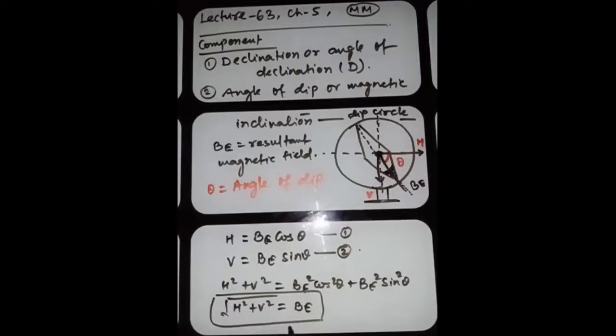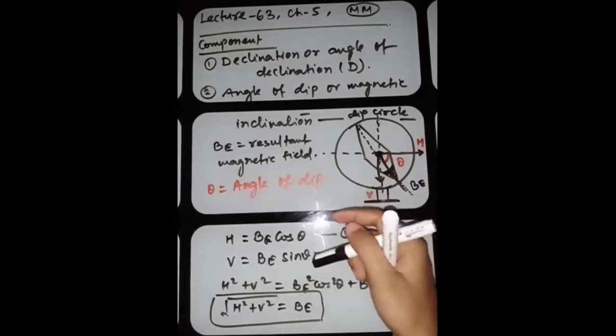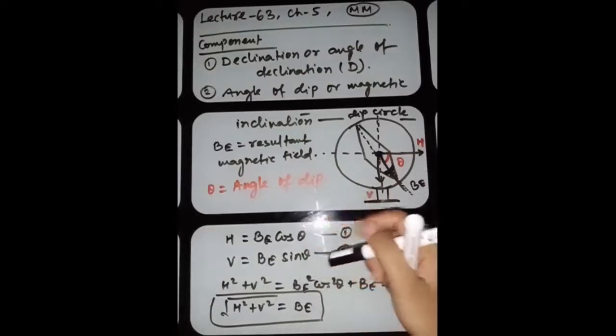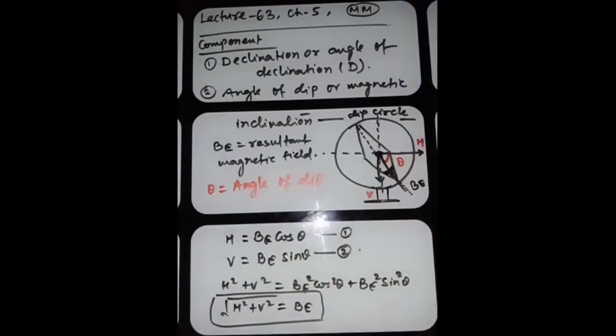Even if only the horizontal component is given, you can find the angle of inclination, that is the angle of dip. Again, this theta is the angle of dip. Suppose the vertical and horizontal components are given and you have to find the angle of dip, then how will you find it? Okay, so let me rub this one.